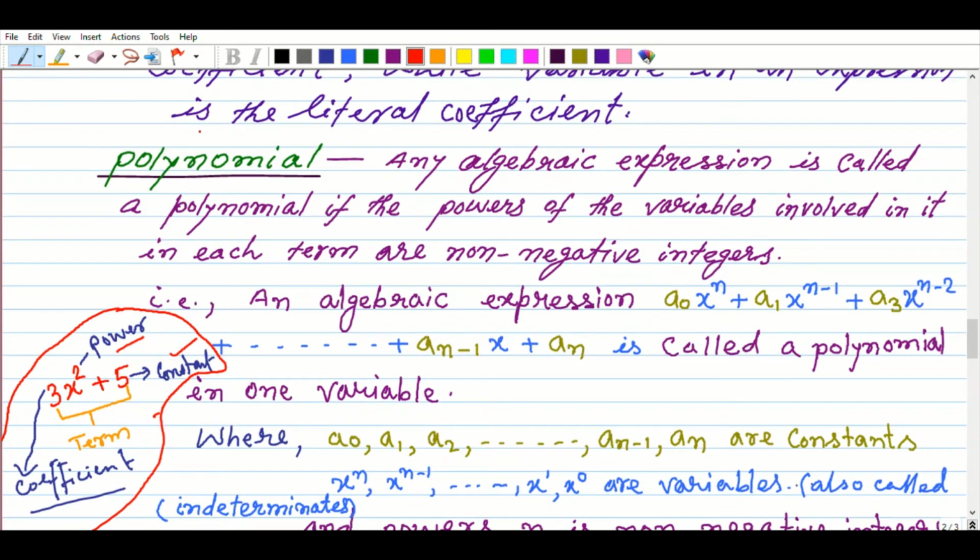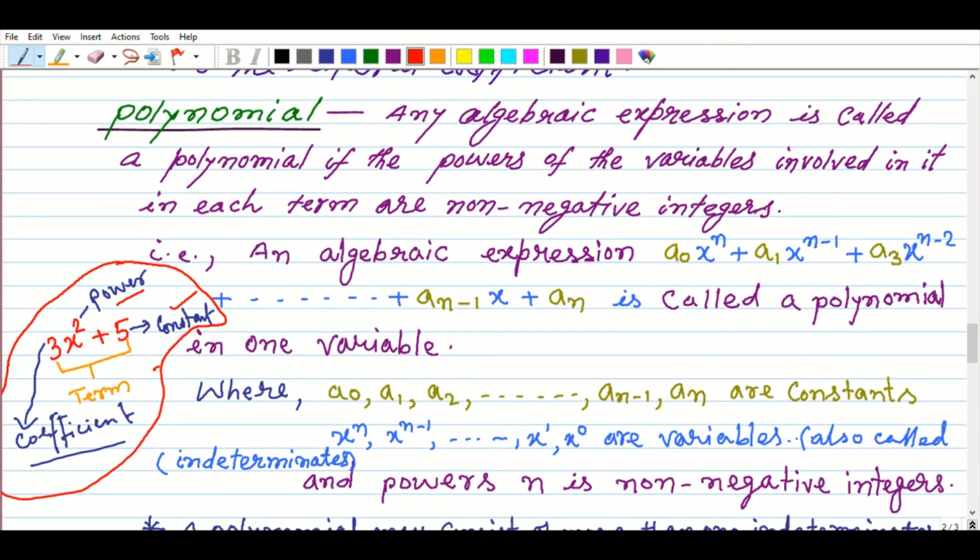Above I have said that variables are also known as indeterminates. In future it is as well the same. And power n is a non-negative integer.